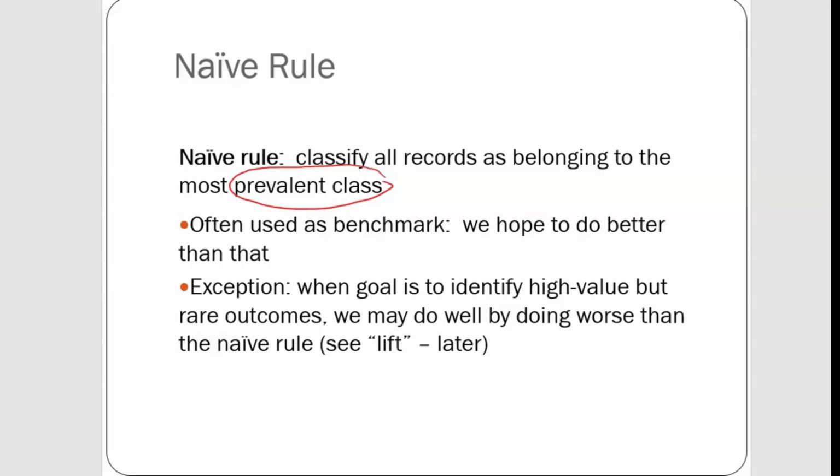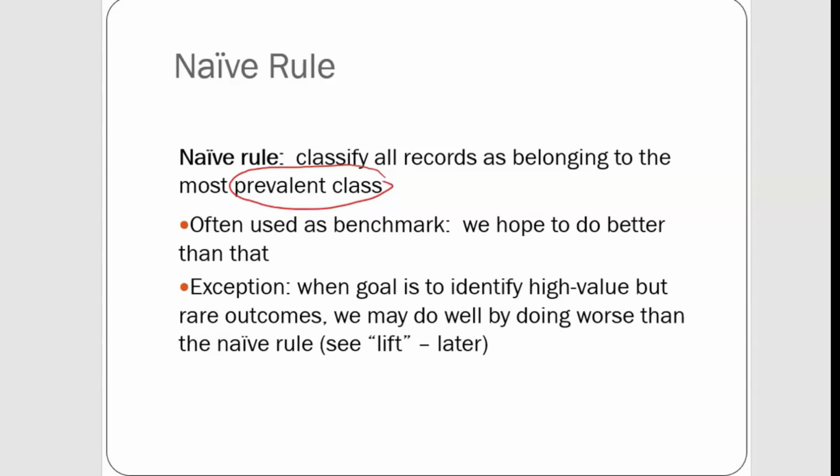We will also develop the idea of a lift curve. Suppose our objective is to identify a high-value but less prevalent or rare outcome. In that case, we might go with an algorithm that helps us target those high-risk groups, but may still have a higher error rate for the entire population, because our objective is not to classify perfectly every single record, but to identify some of those high-value records.